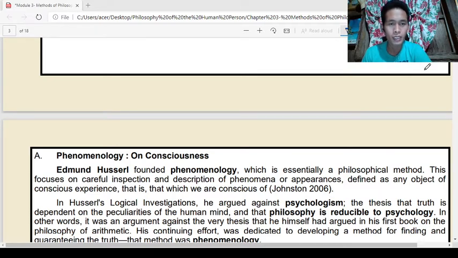It was founded by Edmund Husserl. Edmund Husserl founded phenomenology, which is essentially a philosophical method. Take note, the founder of phenomenology is Edmund Husserl, and phenomenology is essentially a philosophical method. This method focuses on careful inspection and description of phenomena or appearances, defined as any object of conscious experience, that is, that which we are conscious of, according to Johnston 2006.